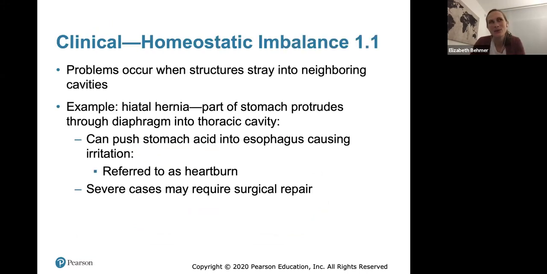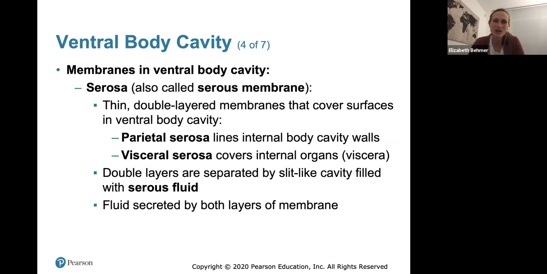And then as we go through these lectures, every once in a while, we'll get to a clinical significance, and they're called homeostatic imbalances. And this is the first one. This is a problem that occurs when structures stray into neighboring cavities. So normally your organs and structures want to stay in the cavity they're supposed to be in. But in the case of a hiatal hernia, this is where part of the stomach can protrude through the diaphragm into the thoracic cavity. So up into the thoracic cavity, this can push stomach acid into your esophagus, causing heartburn, and severe cases of a hiatal hernia could need surgical repair.